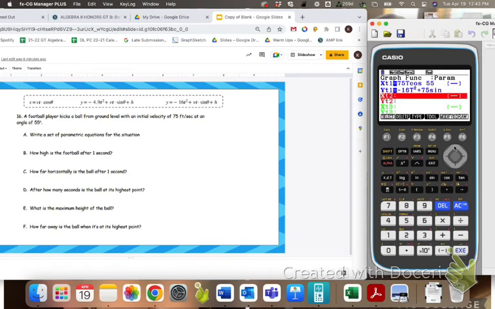Nope, I did it again. See, if I were to graph this, it would not have looked right because I'm missing a t. Plus 75t sine 55. So always double check your equations. Make sure you have them in there correctly.